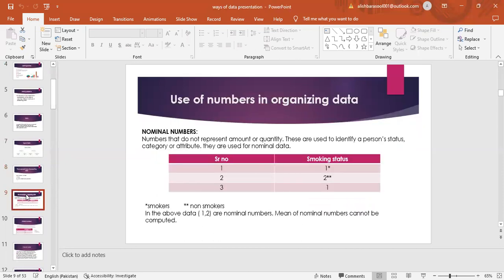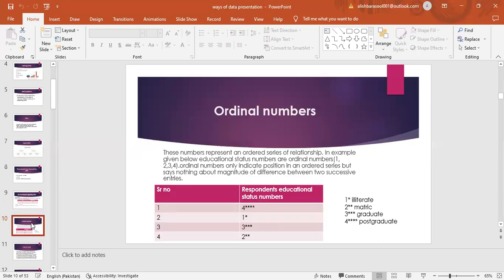Use of numbers in organizing data. Nominal numbers are numbers that do not represent amount or quantity. They are used to identify a person's status, category, or attribute. They are used for nominal data. For example, in the above data, 1 and 2 are the nominal numbers. Mean of nominal numbers cannot be computed.